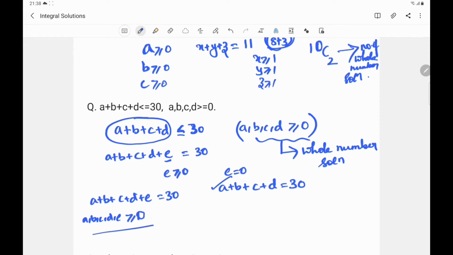So in this case it will become x plus y plus z plus some k plus L, whatever it may be, is equal to 35, because minus 1 five times will be moved to the right hand side, so we will get 35 there. So 35 balls on the table, there will be 34 gaps. Select 4 because there are 5 variables. This will give the number of whole number solutions to this equation.